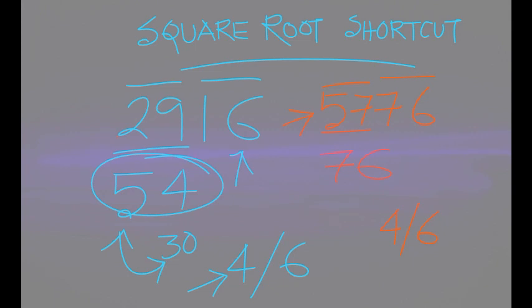Simply to say, if this is greater, then put the bigger number. If this is smaller, then put the smaller number. That's it.